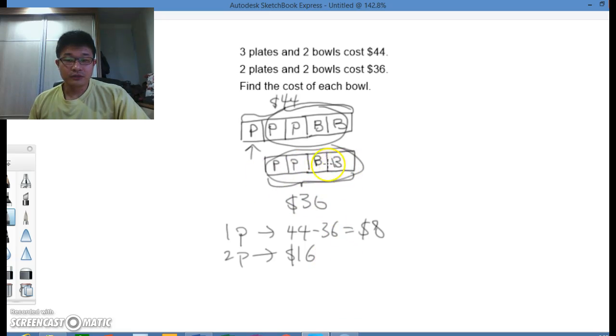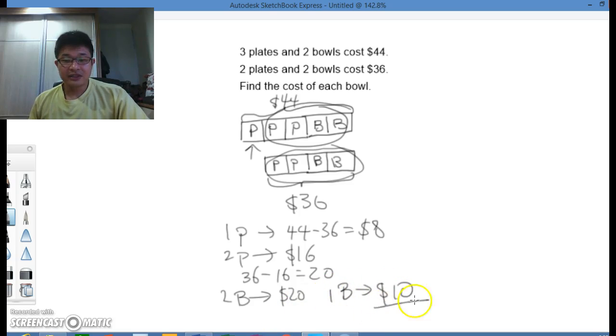And since the total of 2 plates and 2 bowls is 36, it will be 36 minus away 16, I get 20. And 2 bowls would be 20. 1 bowl would be 10. And there you have it. Simultaneous equations solved using the model method. Of course, there are many other ways to do this question. This is just one of the ways which I find to be pretty useful for the students that I teach.